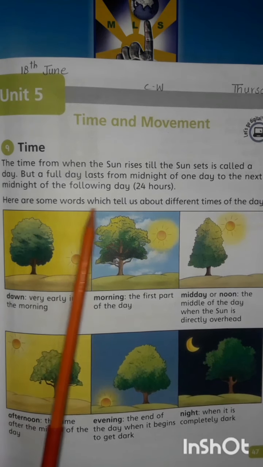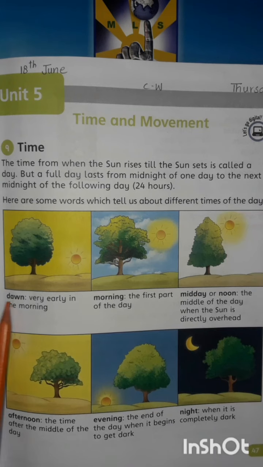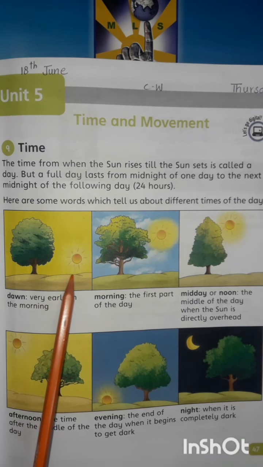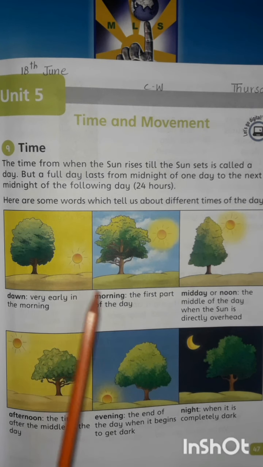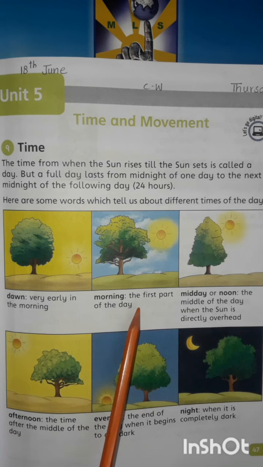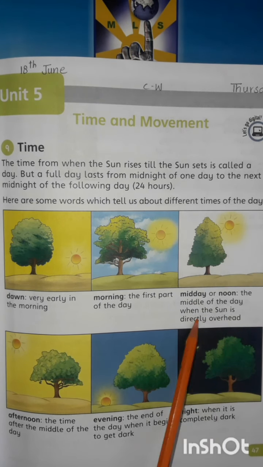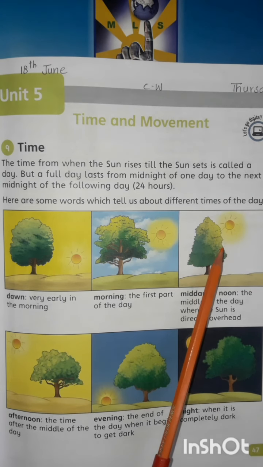Here are some words which tell us about different times of the day. Dawn, very early in the morning. Dawn is the earliest time in the morning. It is when the sun rises from the east. Look, the sun is at the horizon. Morning. Morning is the first part of the day. Midday or noon, the middle of the day when the sun is directly overhead. Here, the sun is directly above us. This is the time of 12 o'clock.